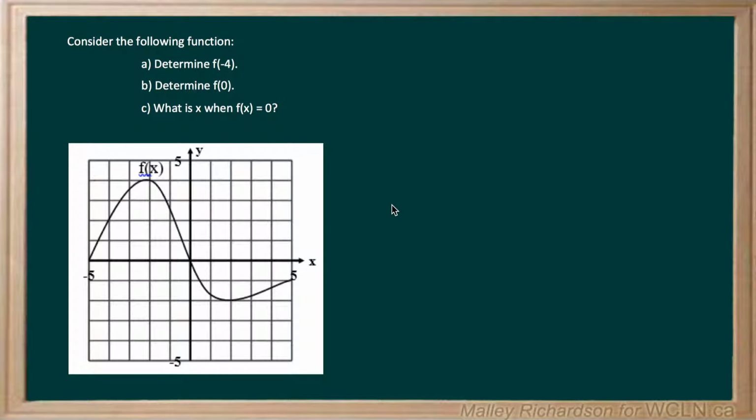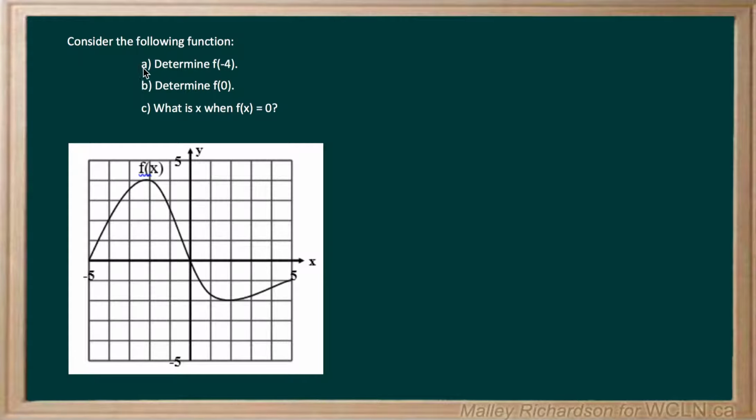In this example, we need to use our following function below to determine f of -4, f of 0, and then find what x is when f of x equals 0. So before we start, let's remember what a function is. A function is defined to have only one answer of y for every value of x. So in A and B, we're only going to have one answer of y, but in C, we can have more than one answer, because we're solving for our value of x.